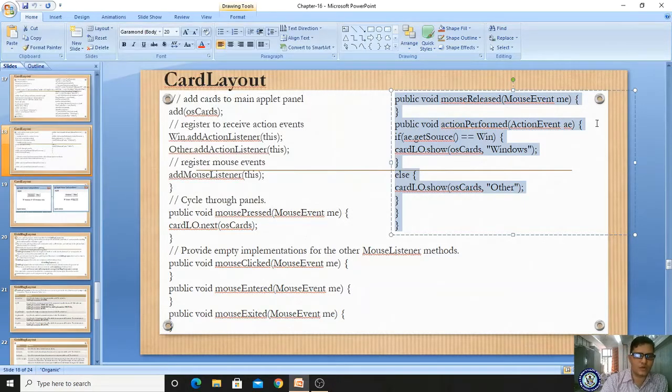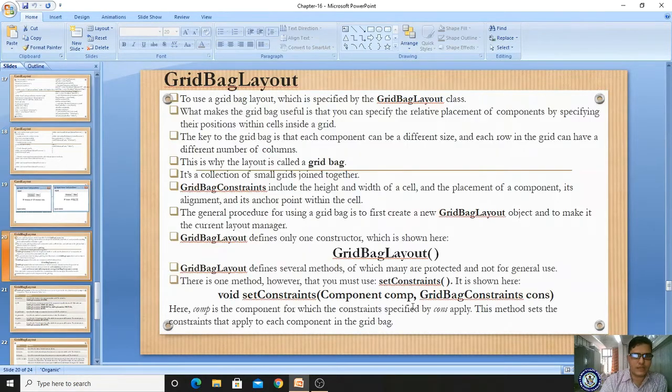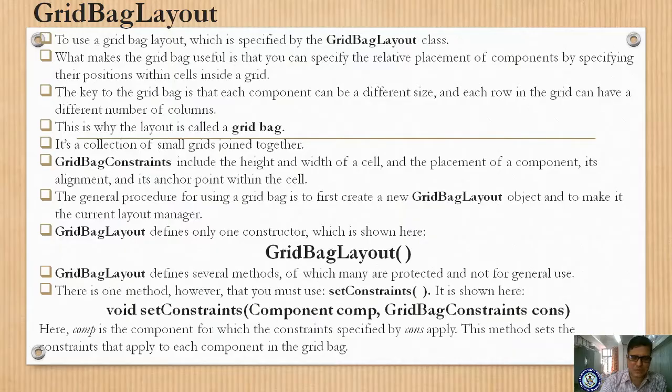So that is your card layout. Okay. Next, grid bag layout. This question is also asked, so you have to go through it. To use a grid bag layout, which is specified by the GridBagLayout class. So if you are using grid bag, as you know, what is a bag? A bag is a set of holding, right?